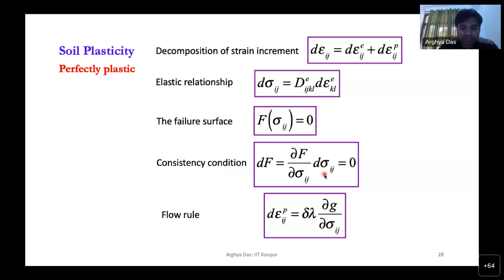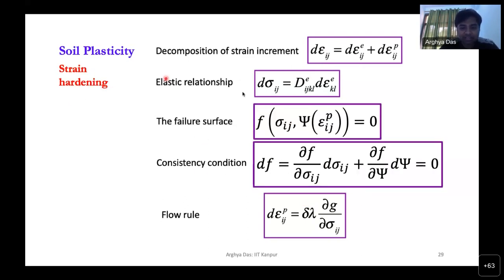We should have a consistency condition. That means del F del sigma d sigma equals zero, but we already talked about the loading scenario, and we have a flow rule. So with all these five components, we can come up with the definition or shape of the elastoplastic stiffness, which was the ultimate stiffness definition that we need to complete the stress strain relationship we are after. Now, these equations can be slightly changed depending on hardening. Then your yield condition, sorry, this is not a failure, this should be the yield, is also a function of the so-called internal variable, which determines the size of your yield surface, and the associated derivatives can be used. Altogether, we can find the total elastoplastic stiffness.